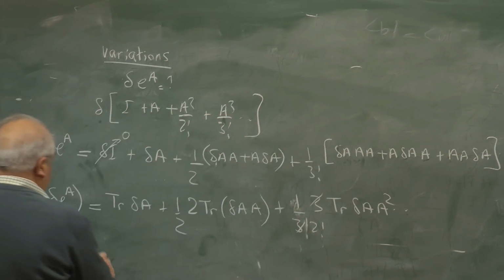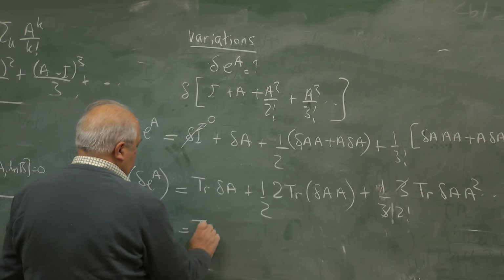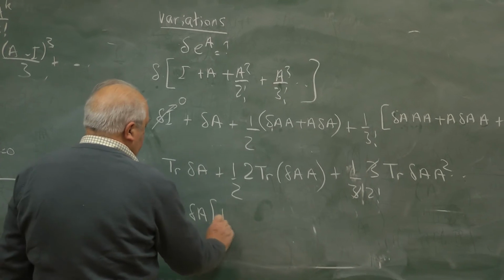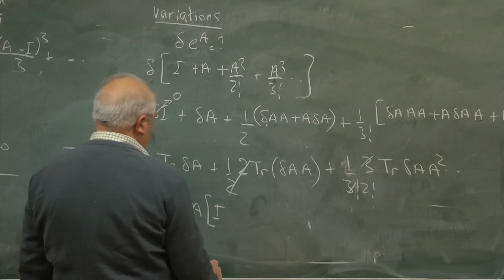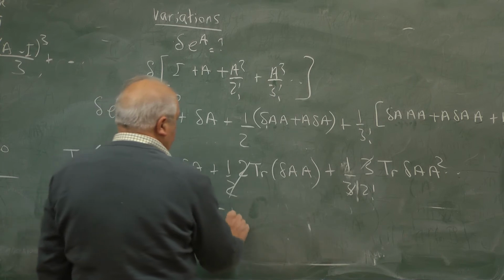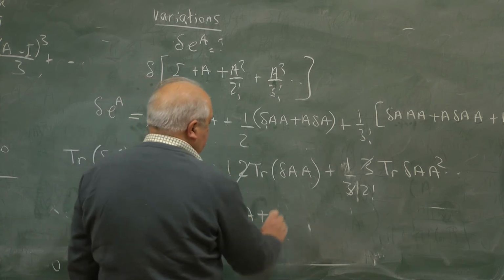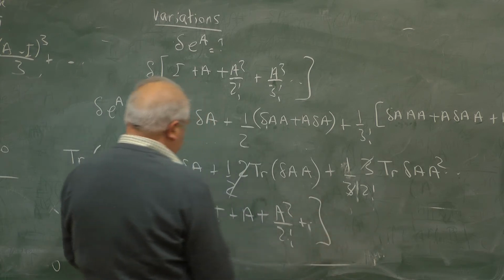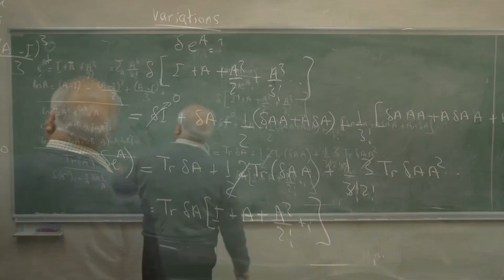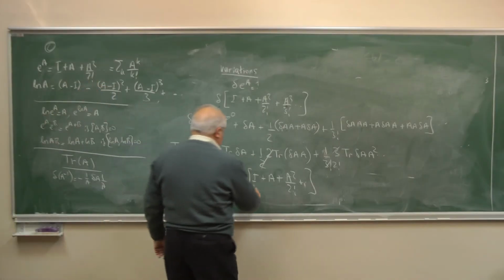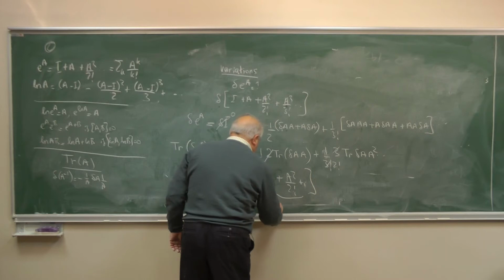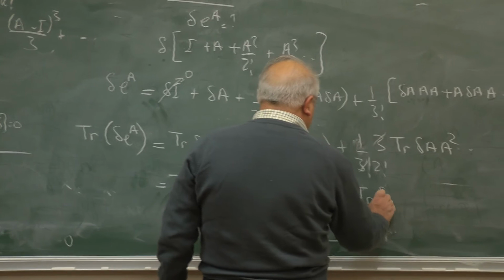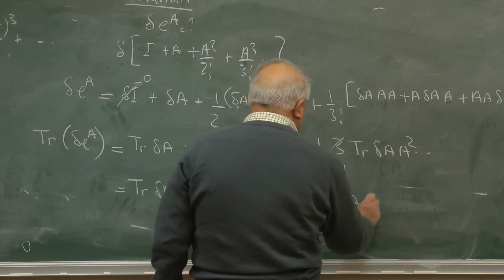So let me just write it like this. Trace delta A parenthesis I plus A square over 2 factorial, etc. So you see this part is collecting to e to the A again. So it is equal to trace delta A e to the A.